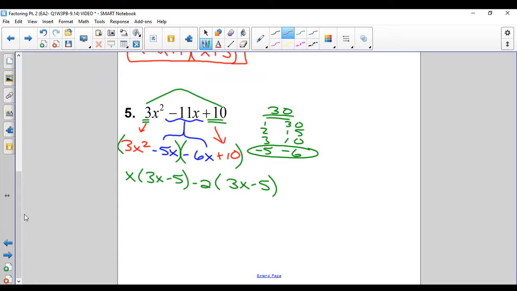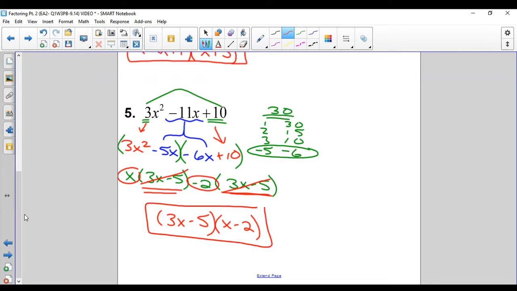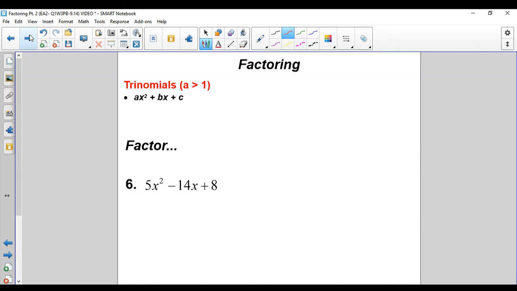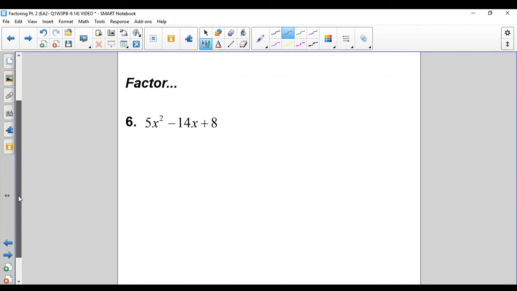We finish the problem out. Both of these have 3x minus 5 in them. We take that common term out. We rewrite what's left over. Left over is an x minus 2. There's your solution. There's your factored form. Again, FOIL it out to check your answer if you need to. Next, same stuff, just more problems, more practice.